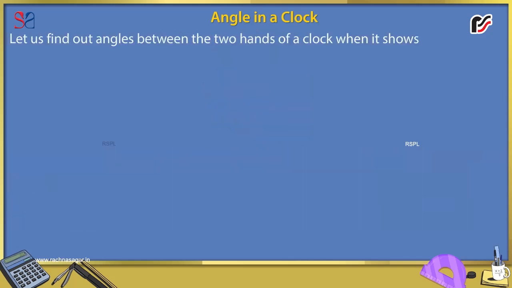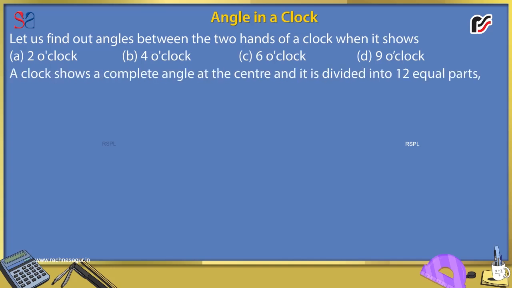Let us find out angles between the two hands of a clock when it shows A. 2 o'clock, B. 4 o'clock, C. 6 o'clock, D. 9 o'clock. A clock shows a complete angle at the center and it is divided into 12 equal parts, so the angle for each equal part is 360 degrees divided by 12, which is equal to 30 degrees.